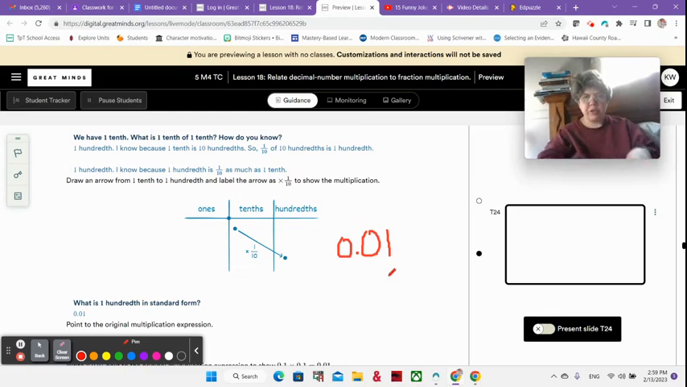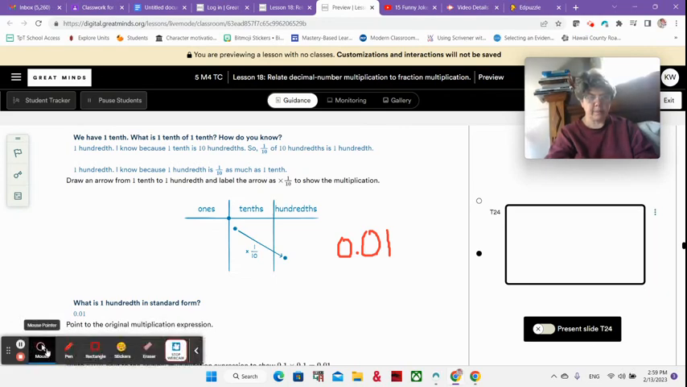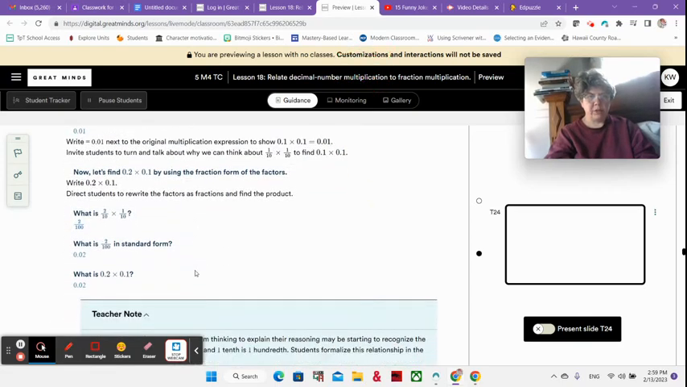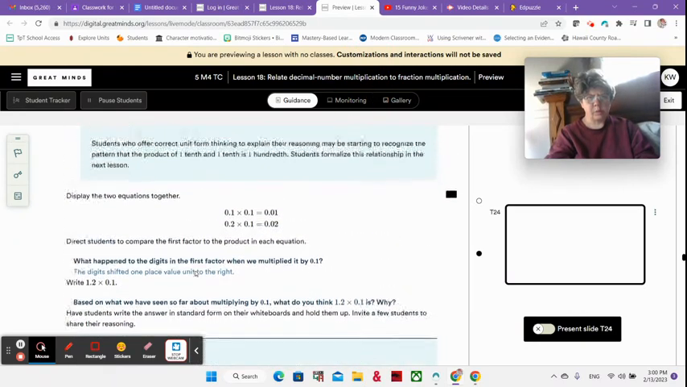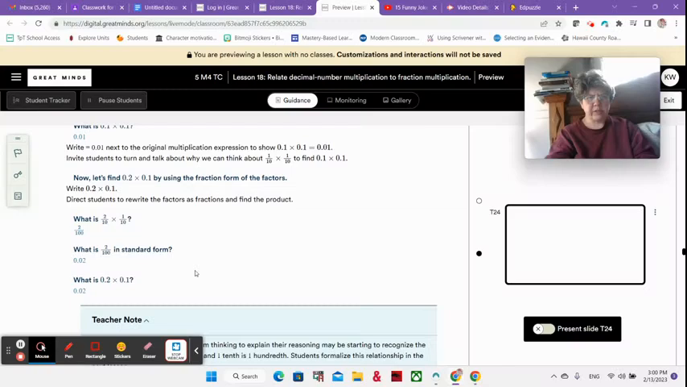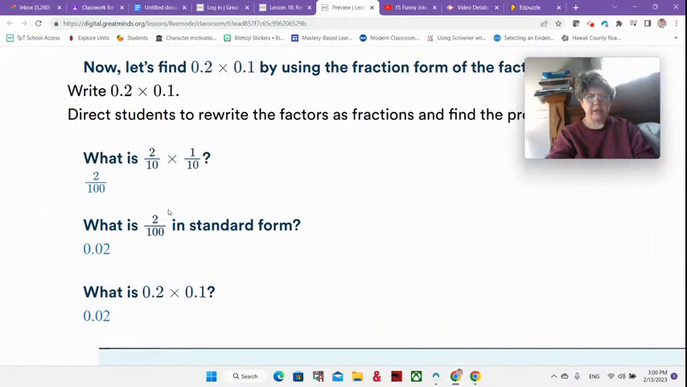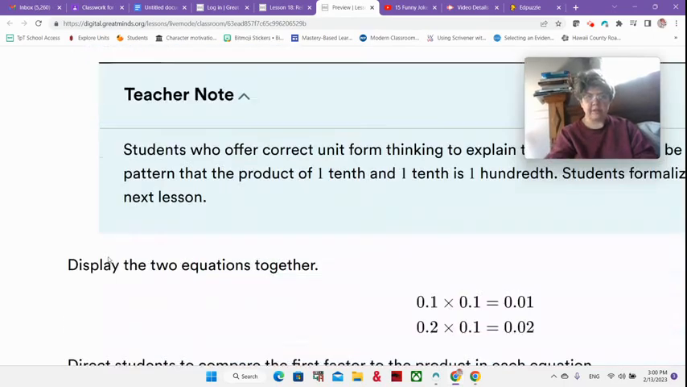Now, what about 2/10 times 1/10? There's 2/10 times 1/10, right? That would also be 200ths. 2 times 1 is 2. 10 times 10 is 100. 200ths as a decimal would be 200ths. Okay, that makes sense.